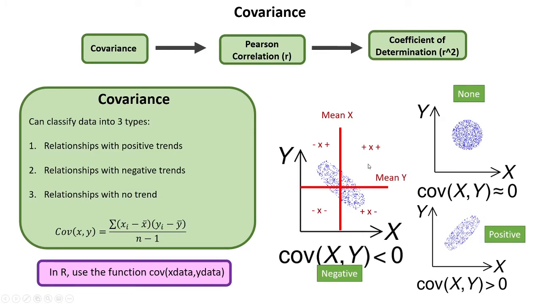So in R, the function we use for covariance is COV, open paren, x data, comma, y data, close paren. And these x data and y data are arrays.